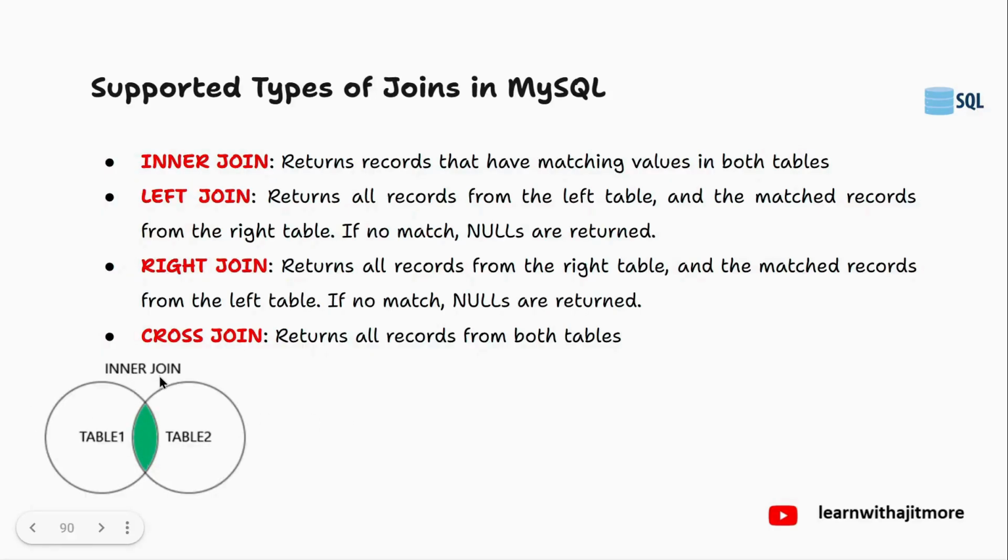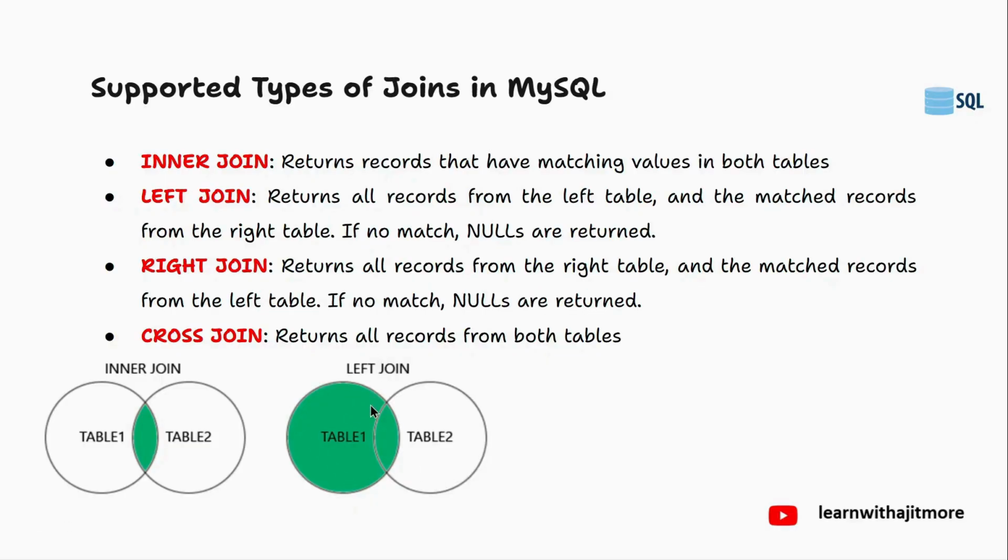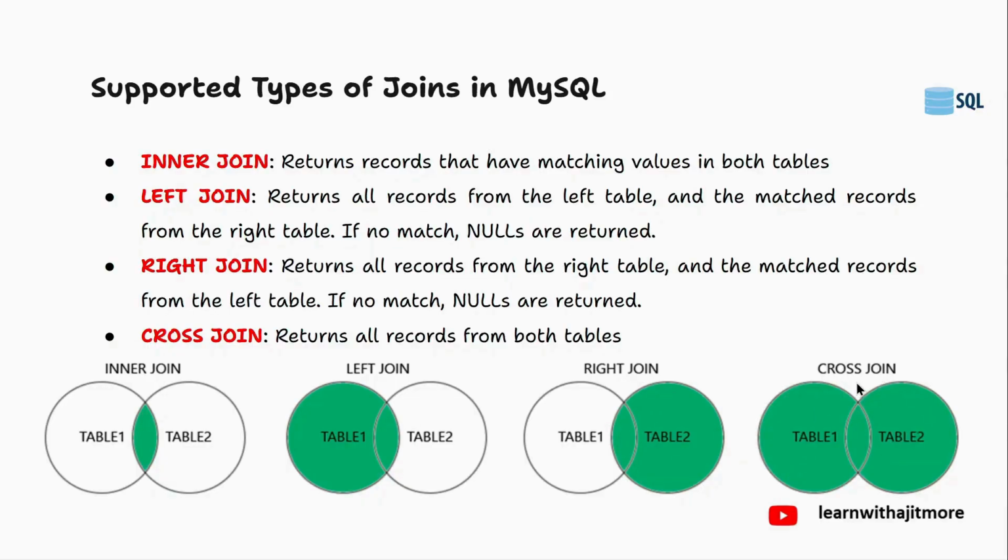Pictorially, you can see inner join: only the common records from both tables, those records which have a common column value. Left join: you'll get all the records from the left and the common records from the right. Those which are common you'll get, and every record from the left also. Right is vice versa: all the records from the right and the common records in both tables. And cross join: all possible combinations of table 1 with table 2.